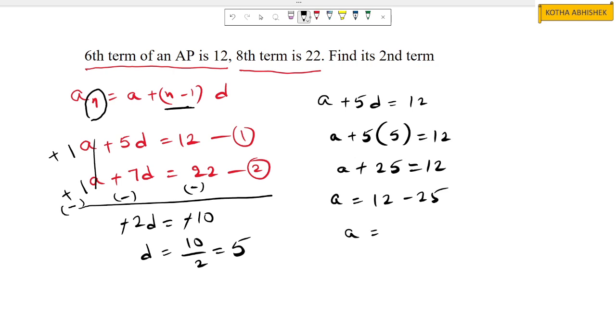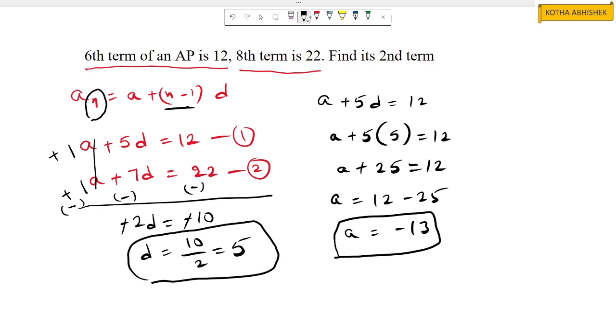A equals 12 minus 25 is minus 13. So the a value is minus 13 and the d value is 5. Now he is asking to find its second term. Instead of the second term, if we are asked for any other bigger term like the 10th term, 20th term, or 50th term, then this method will be helpful. That's why I'm going with that method only.